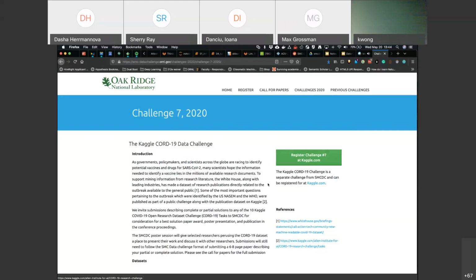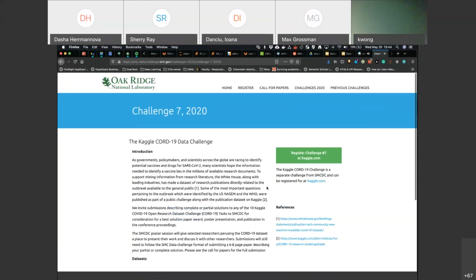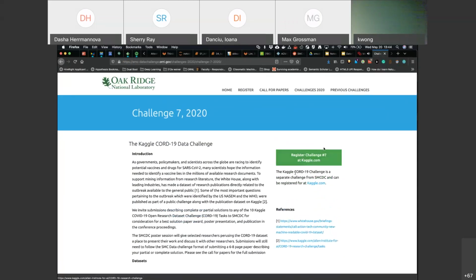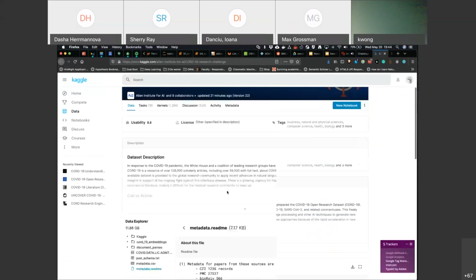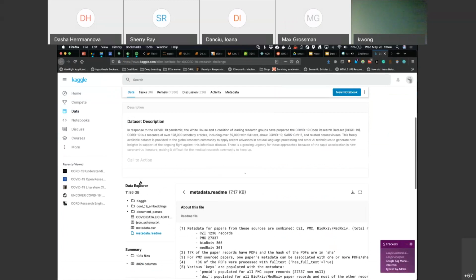For Challenge 7, you need to obtain the data from Kaggle, and the solutions will also be submitted to Kaggle. But the paper submission will be done exactly the same way as Suzanne described in the beginning, through EasyChair. So when I open the Kaggle website, the data can be downloaded from here. All of the data is served from Kaggle.